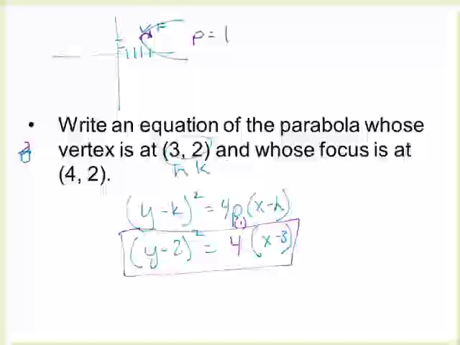What if we were given our vertex and a directrix, but not a focus? How would we know what p is? The directrix is just the opposite way from the focus. The directrix is the same distance away, just in the other direction. So whatever that is, that would be p. It's the same distance away as that focus would be on the other side.